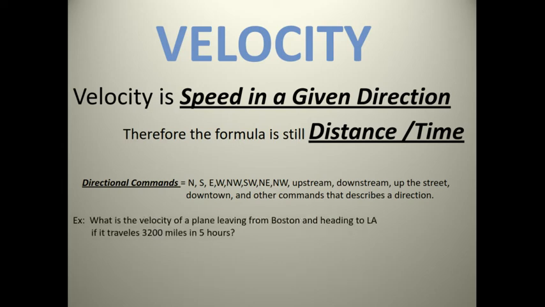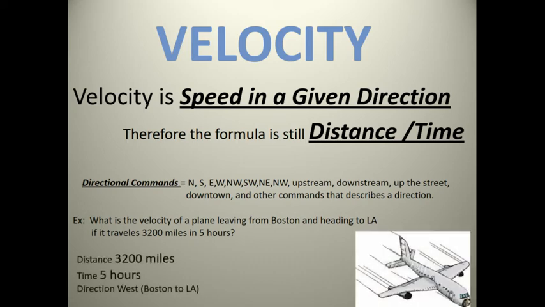All right. So, in this example, what is the velocity of a plane leaving from Boston and heading to LA if it travels 3,200 miles in 5 hours? Remember, velocity is speed, but now all we want to do is attach a direction. So the math is easy. We can divide 3,200 miles by the 5 hours. That's distance divided by time. That's going to give us the speed of the plane. But we want to know the velocity, so we're going to add the direction.